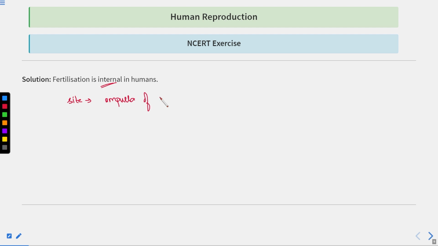Ampulla of the fallopian tube. Clear? Ampulla of the fallopian tube is the site of fertilization. Clear? So what is the condition for fertilization? The sperm should reach the ampullary region of the fallopian tube, and the egg should be already present there. So both sperms and the ovum should simultaneously reach the ampullary region of the fallopian tube. Then only fertilization will take place.